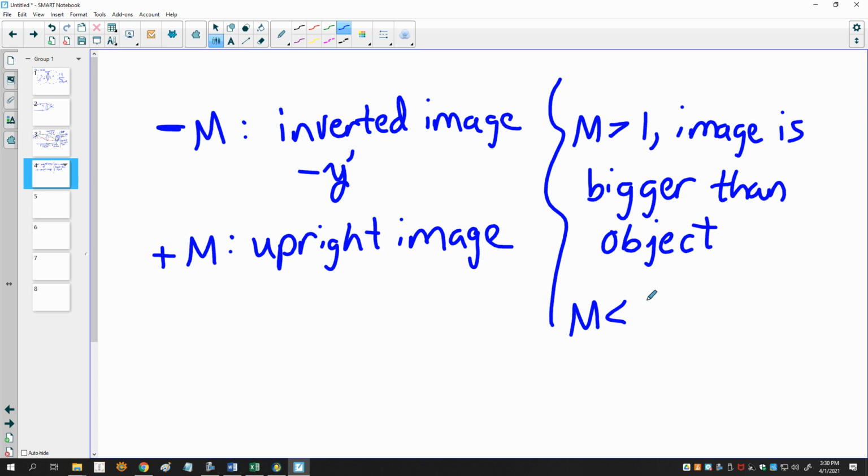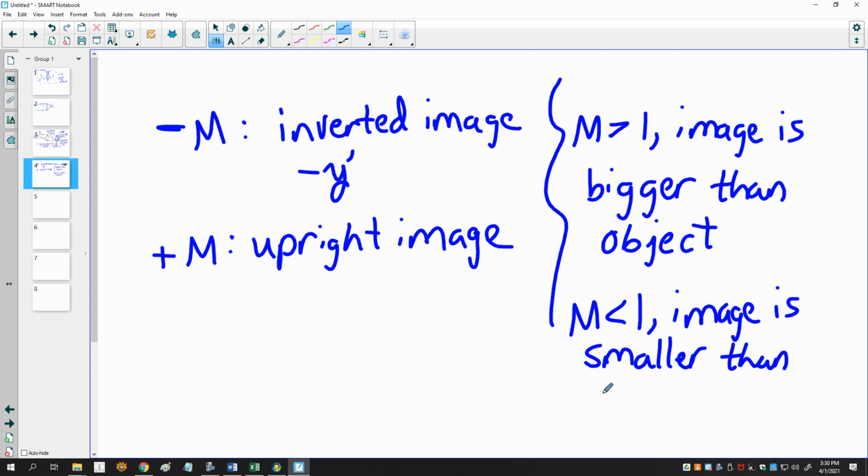And if m is less than 1, that means the image is smaller than the object. Those are important ideas to remember in this course, in the lab, and then also in the lecture component of the course. Let's look at a two-lens system with a virtual object.